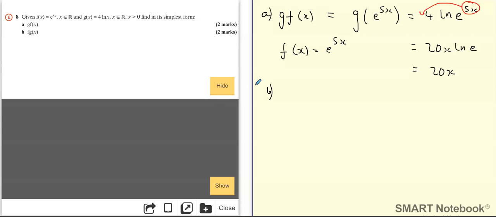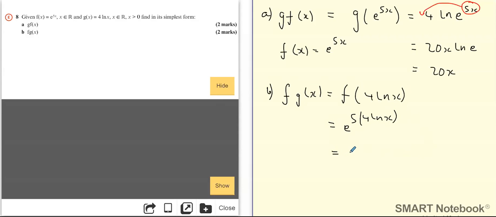Well, let's have a look. So fg of x is what we've been asked to work out. So that's the same as saying f of 4 ln x. And so I'm going to do e to the 5 times by 4 ln x, which is e to the 20 ln x.